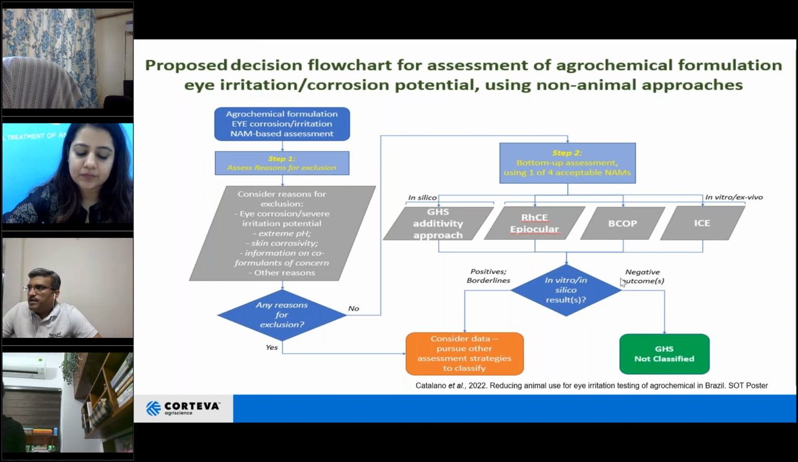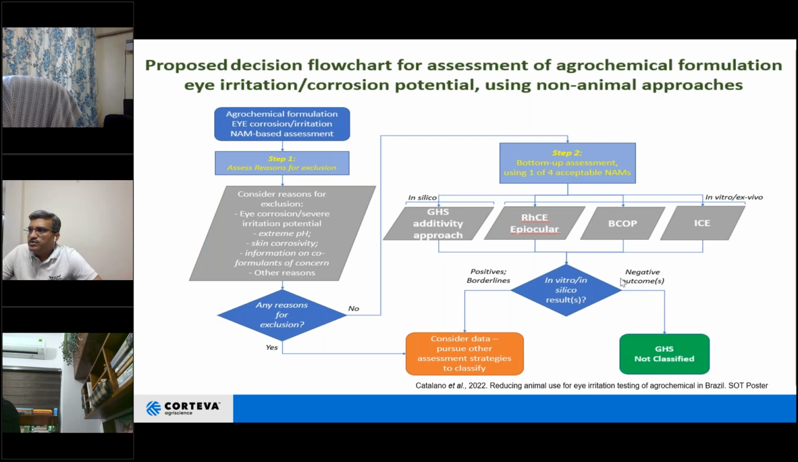Here, a bottom-up approach is considered because severe irritation possibility is already reviewed in step 1. One or more testing methods may be used depending on the test material property, assay relevance, and use scenario. If the outcome is negative, then the likely GHS classification is NC. If the result is positive or inconclusive, go back to step 1 and review the assessment strategies.